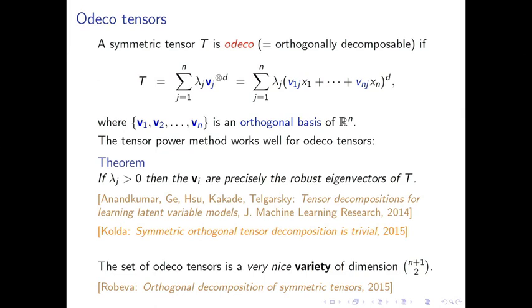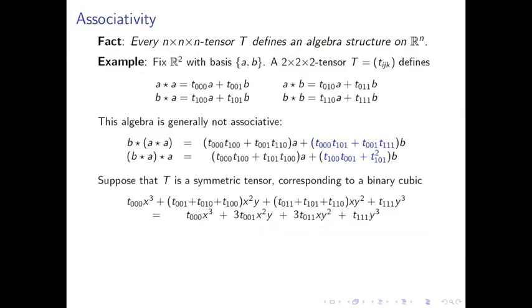The next slide is going to be the algebra slide in this talk. So bear with me, this is the most algebraic slide in the whole talk. There's a different way to think about tensors. You can think about an n by n by n tensor, for example, as giving you the structure constants in a multiplication, in an algebra structure on R to the n.